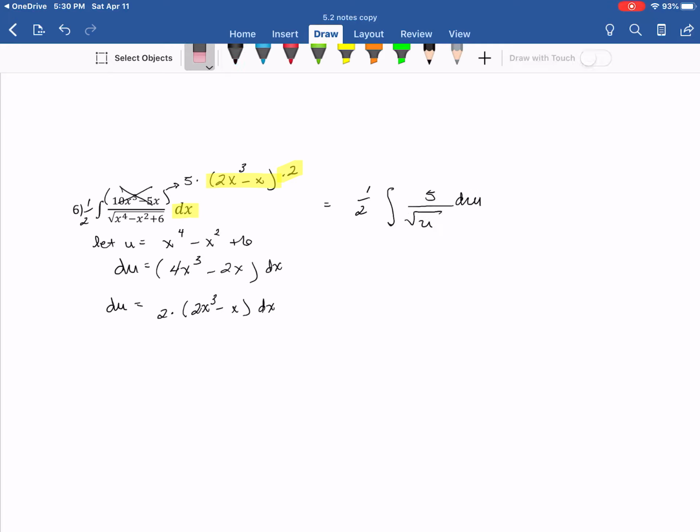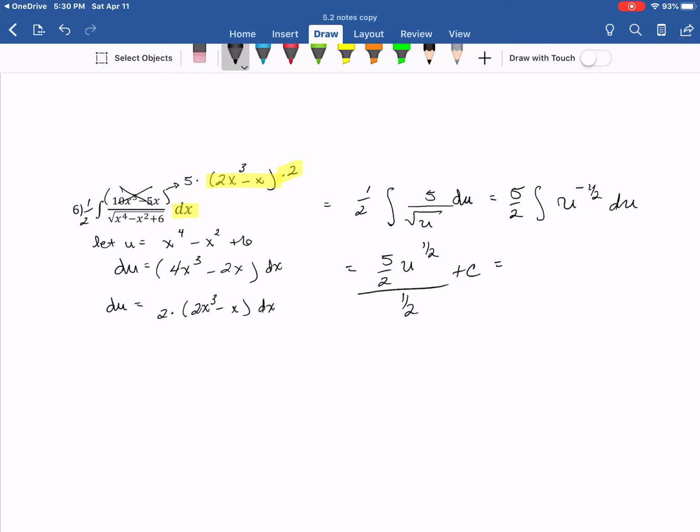Oh, what's that? Okay. So once again, I should have put the 5 in the front. Let's call it the 5/2 integral of, instead of the 1 over the square root of u, how about u to the minus 1/2? Now take the integral and you've got 5/2 u to the negative, nope, not negative, positive 1/2 over 1/2 plus c.